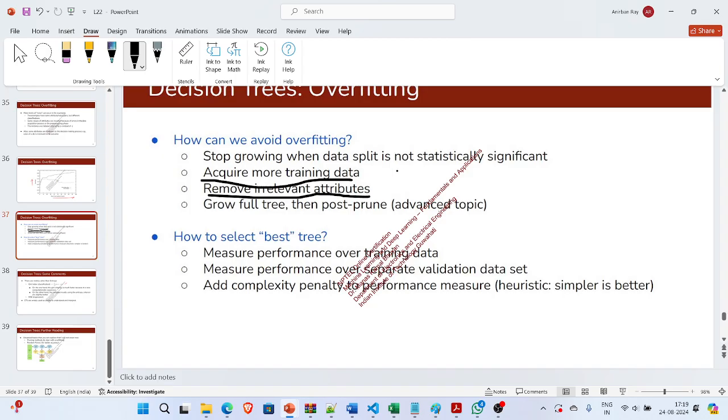Stop growing the tree when the data reaches statistical insignificance. Suppose it is already providing 95% accuracy, then you don't need to grow the tree. This is an advanced topic, we'll not cover this. Then there is post pruning.